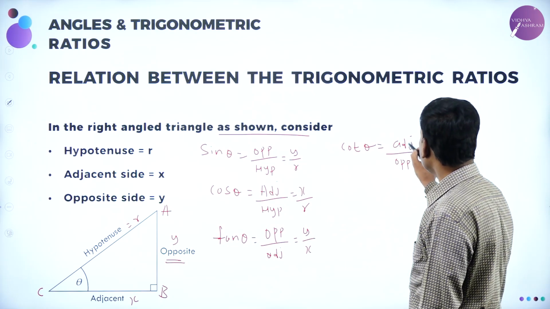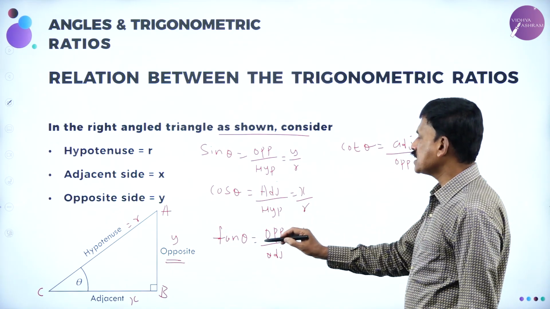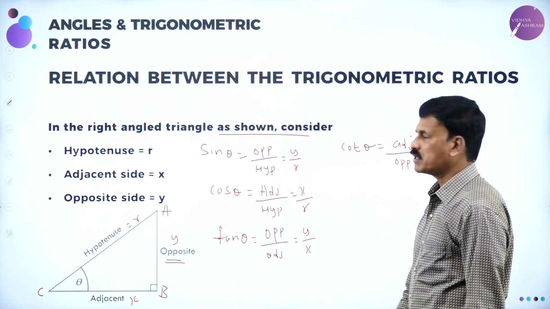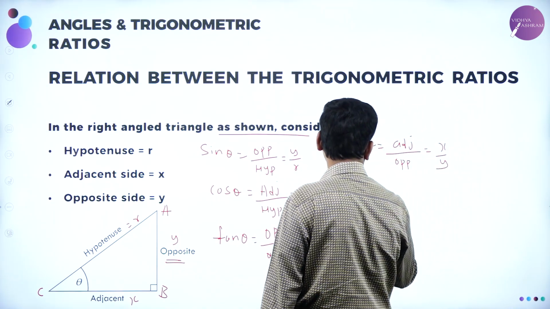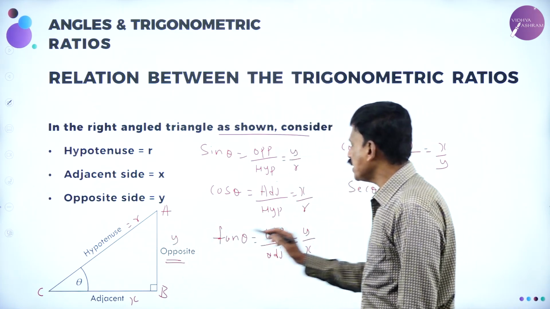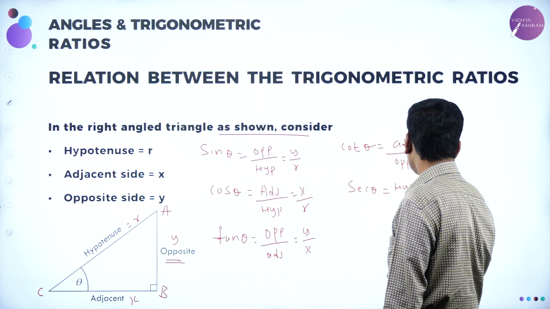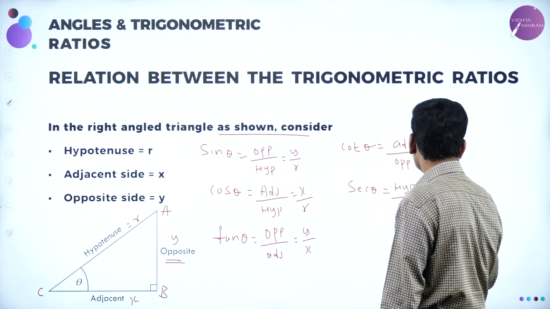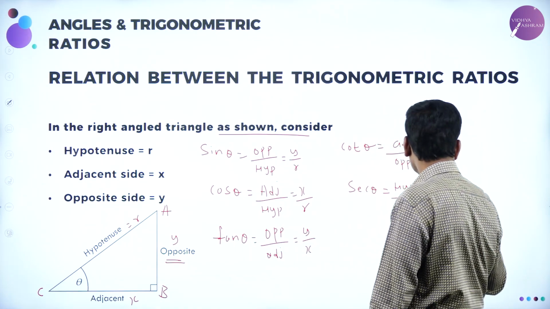Cot theta is equal to adjacent by opposite. What is adjacent? Adjacent is x, divided by opposite is y, so x by y. Next, the secant of angle theta, called secant theta, is equal to hypotenuse divided by adjacent side. It is hypotenuse divided by adjacent. What is hypotenuse? Hypotenuse is r, divided by adjacent is x.